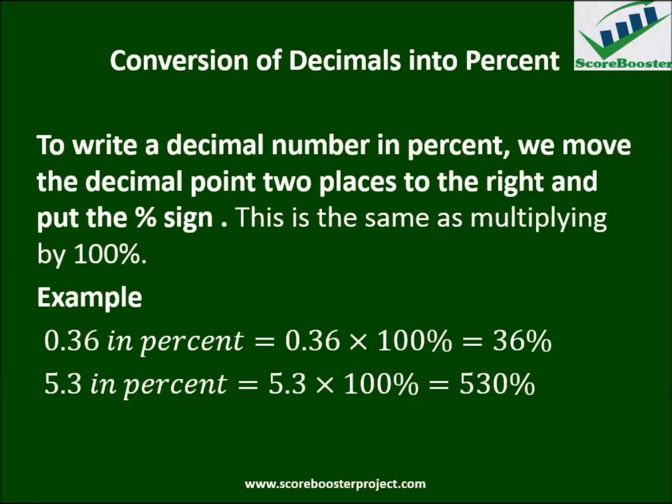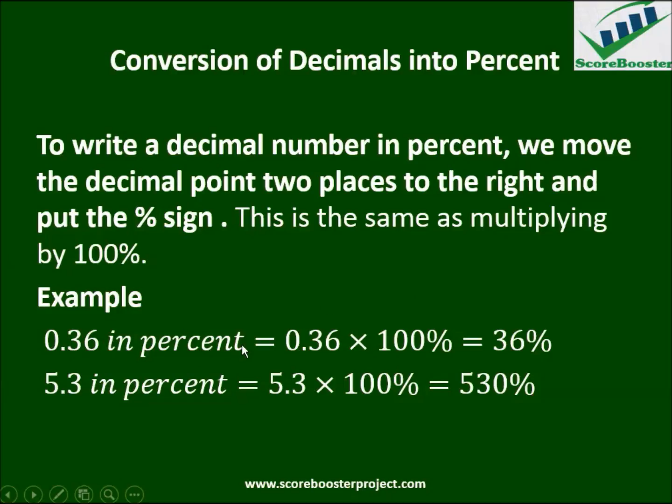So now, conversion of decimals to percent. Having discussed the conversion of fractions to percentages and conversion of percentages to fractions, now we are going to discuss how to convert decimals into percentage. To write a decimal number in percent, we simply move the decimal point 2 places to the right and put the percentage sign, and this is the same as multiplying by 100%. So here, let's have some examples to make the statement clear.